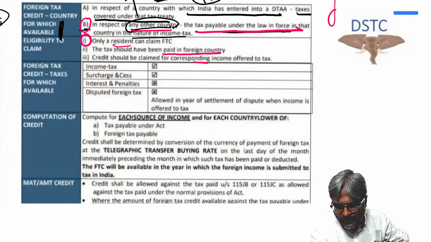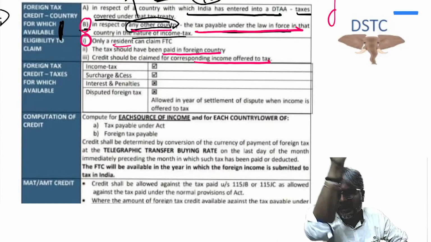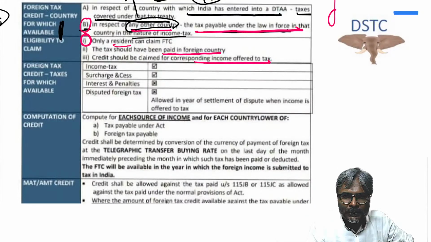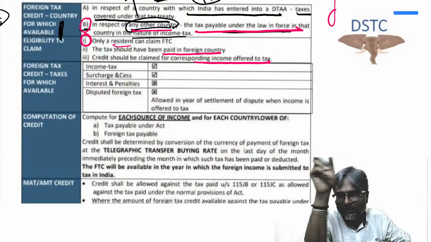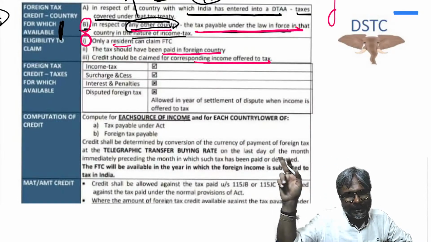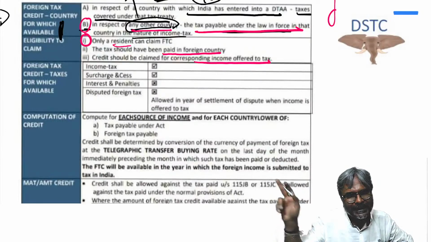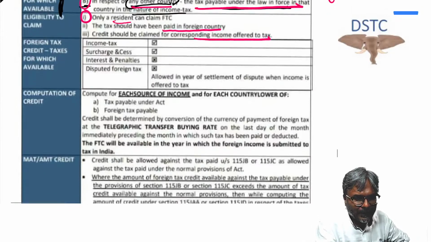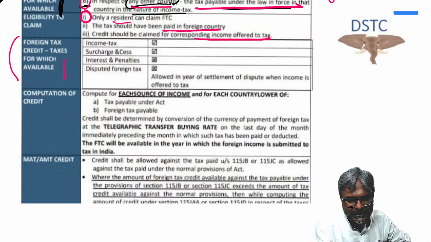Credit should be claimed for corresponding income offered to tax. Obviously the foreign income should be a part of the total income. Only then will you be in a position to claim what? The foreign tax credit. The foreign income should be a part of the total income, and on that total income you have to calculate a tax liability, and then on that tax liability you will be eligible to claim the foreign tax credit.